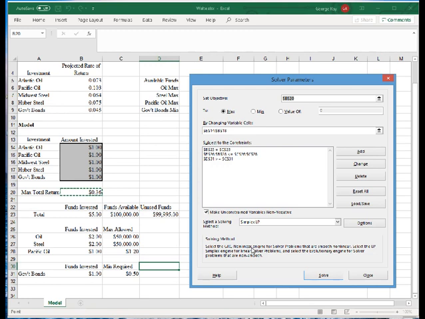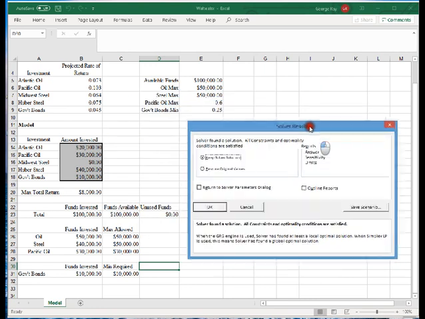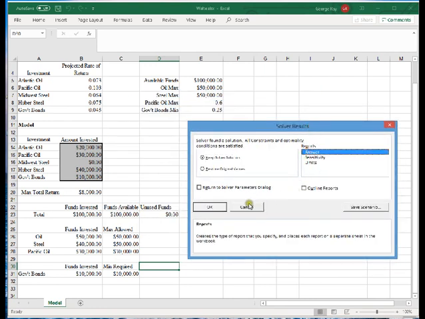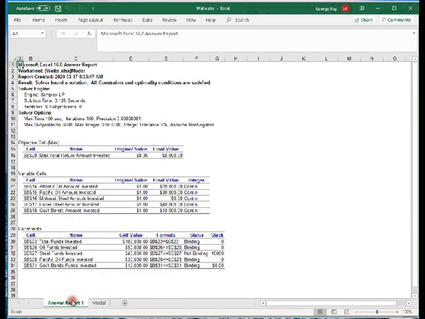Again, it's a simplex. And we run our report. I'll go ahead and get an answer report for this one as well. And we can see that we invest 20,000 in Atlantic, 30,000 in Pacific, 40,000 in Huber Steel, and then 10,000 in bonds. This is a feasible solution, and our maximum total return given the constraints is $8,000.